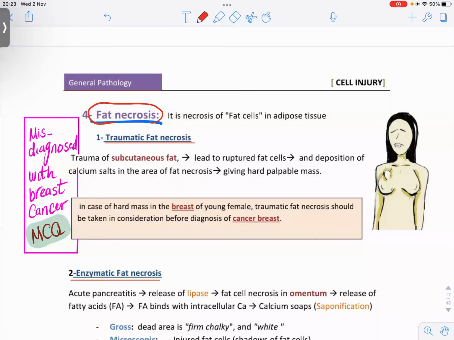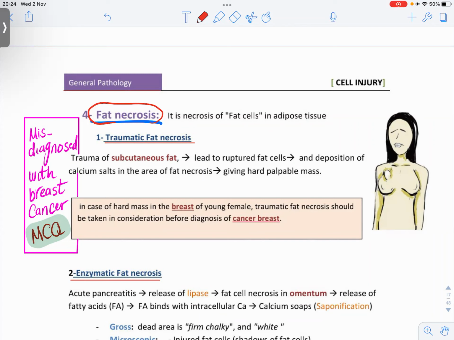After 2 or 3 months, the woman starts to find some hard, calcified lobule in her breast. And she will think, oh my God, it's breast cancer. It's breast cancer, but it's not breast cancer. So what is this? It's traumatic fat necrosis.